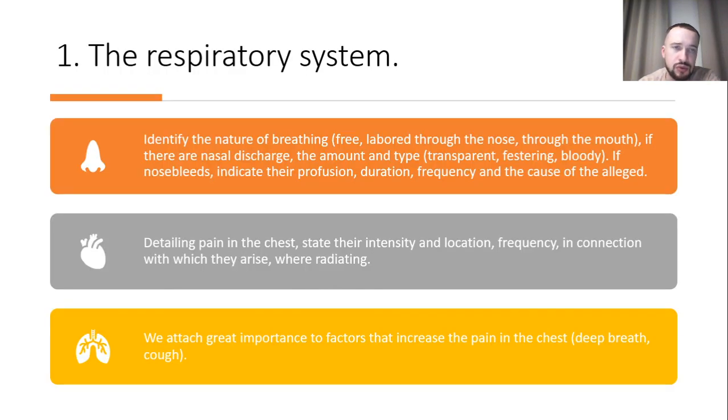First of all, you talk about the respiratory system. There we identify the nature of breathing, if there are nasal discharge, the amount and type, if nosebleeds indicate their perfusion, duration, frequency, and the cause of the allergy. Detailing pain in the chest states their intensity and location, frequency, in connection with which they arise, where radiation. We attach great importance to factors that increase the pain in the chest.